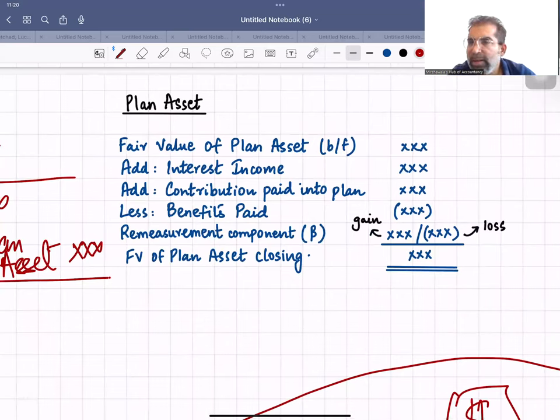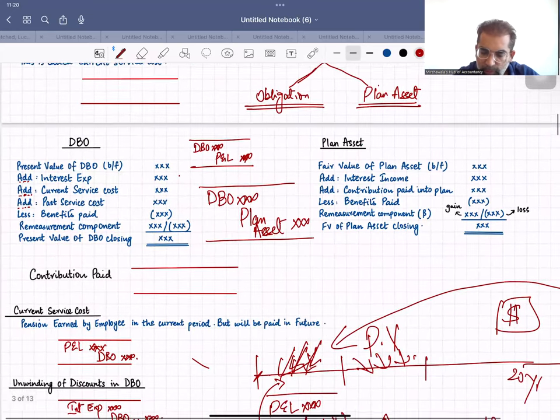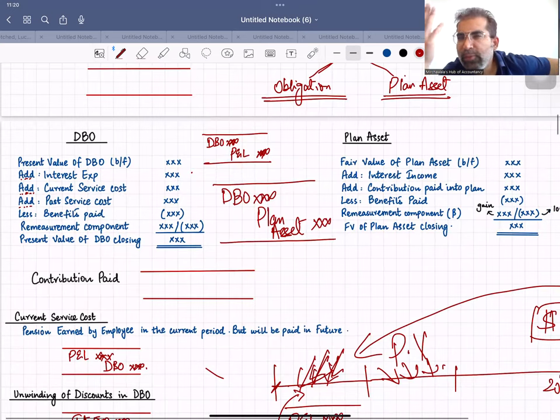Don't worry, I'll explain the plan asset account in detail. At one end, it will be deducted from DBO, and on the other hand, it will be deducted from plan asset. Now, just telling you one thing for the future: can you see this entry, DBO debit, plan asset? There is no cash written. So this is not a cash flow for the company.